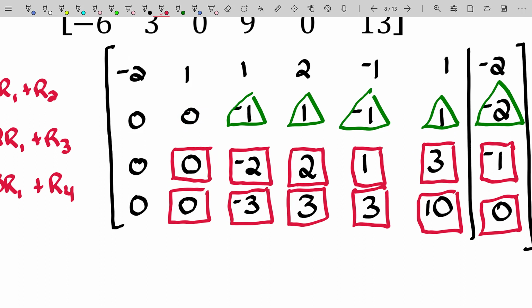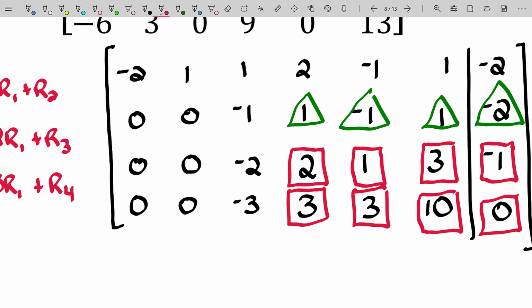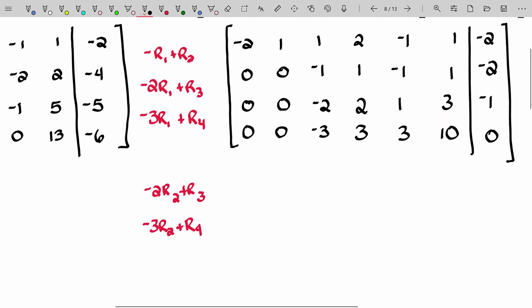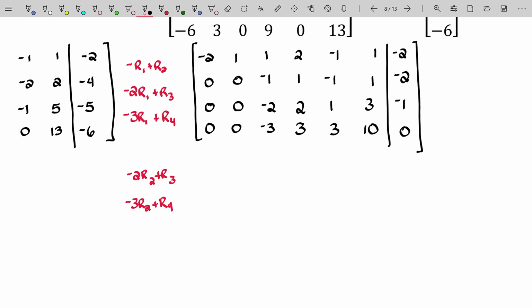I'll go ahead and recognize we do not need to make a pivot in that next column because there is not a pivot in the next column. And so now we're going to work on this column right here. So negative twice row 2 added to row 3 and negative 3 row 2 added to row 4. Again, those are both going to beget 2 operations each.